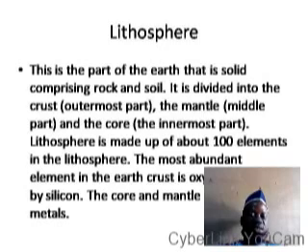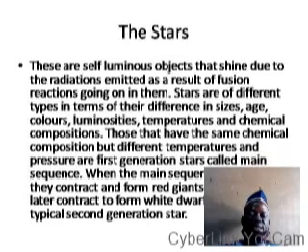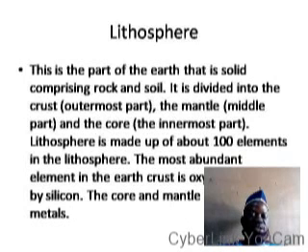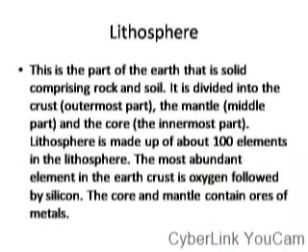Then take note of this. The most abundant element in the Earth crust is oxygen. The second most abundant element in the Earth crust is silicon, which is usually present in the Earth crust as silica. That is silicon dioxide, and that is sand. That's what we call sand.